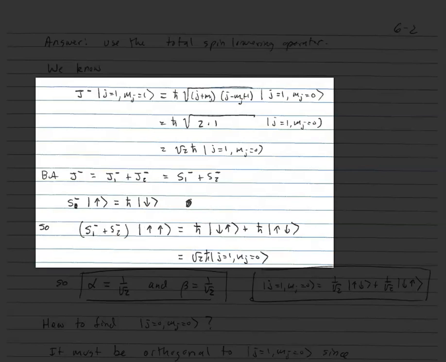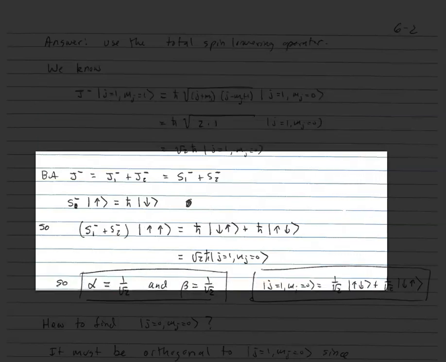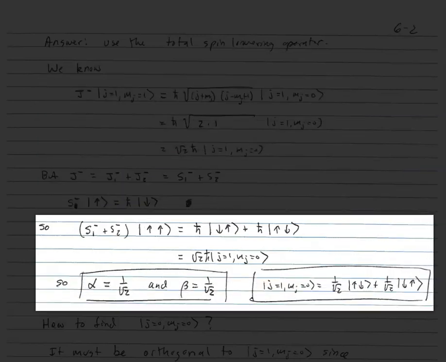And that whole thing equals square root of 2 h bar times the ket J equals 1, MJ equals 1. I divide both sides by square root of 2 h bar, and I find that alpha equals 1 over square root of 2 and beta equals 1 over square root of 2. And the state J equals 1, MJ equals 0 is just 1 over root 2 up, down plus 1 over root 2 down, up.